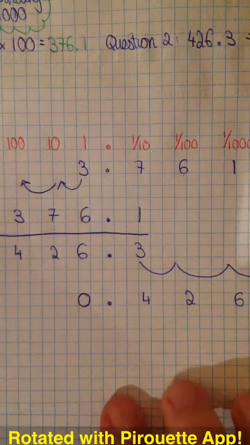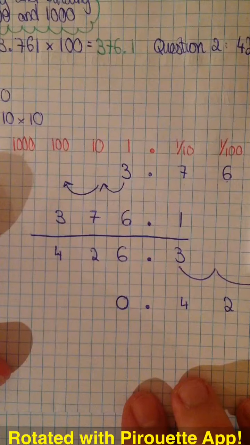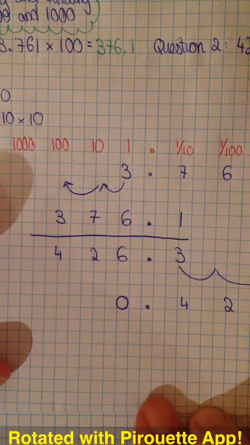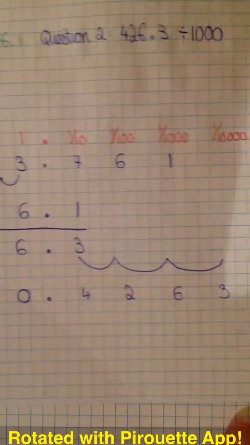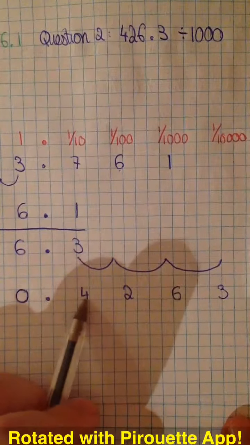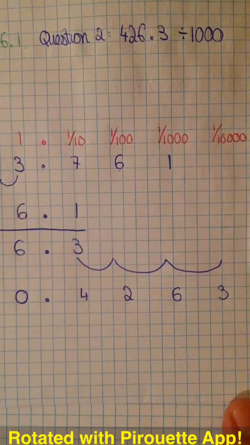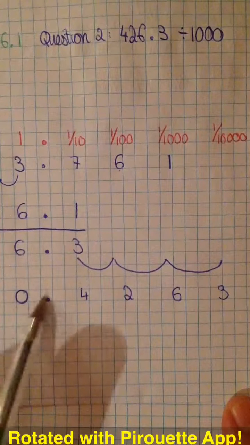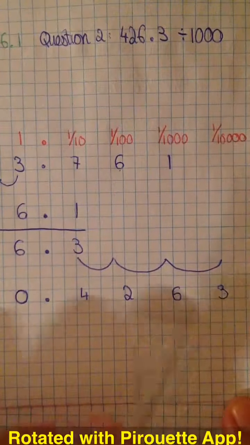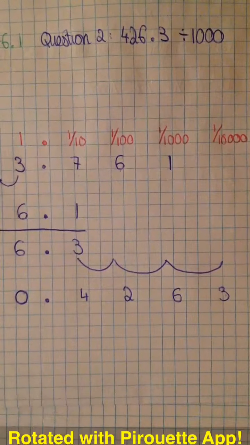So the answer to 426.3 divided by 1000 is 0.4263. And I found that using my grid.